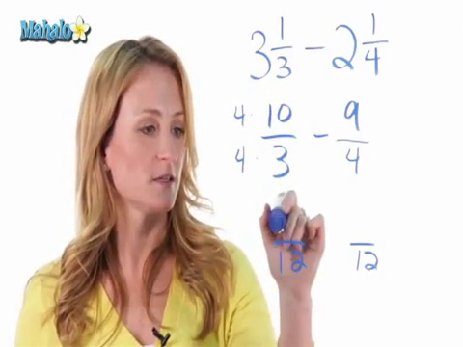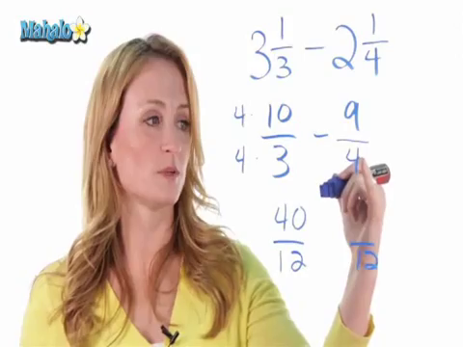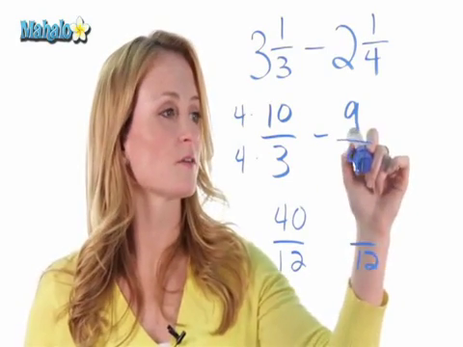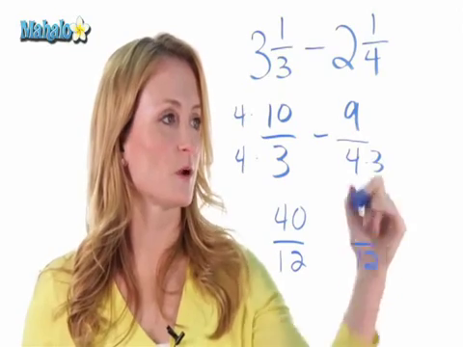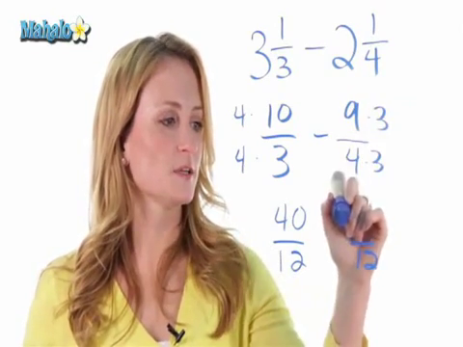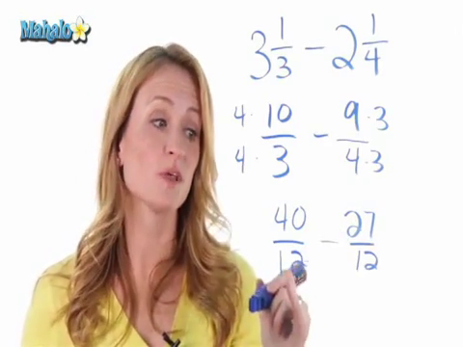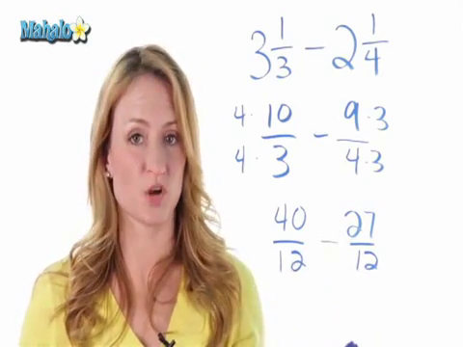4 times 10 is 40. What did we do over here? How did this 4 become a 12? Well, we multiplied it by 3. 4 times 3 is 12, and 9 times 3 is 27. So now we have two fractions with a common denominator, so now we can subtract.